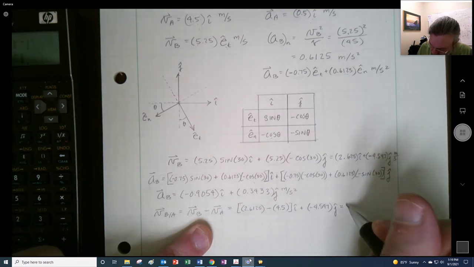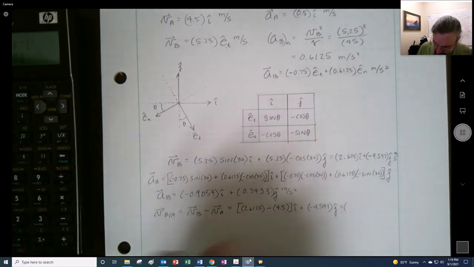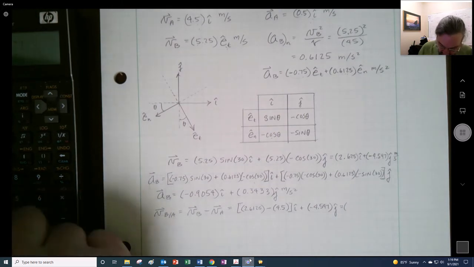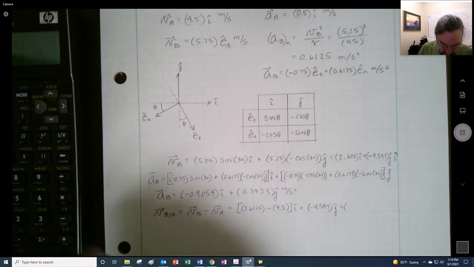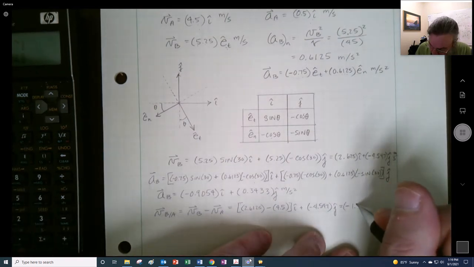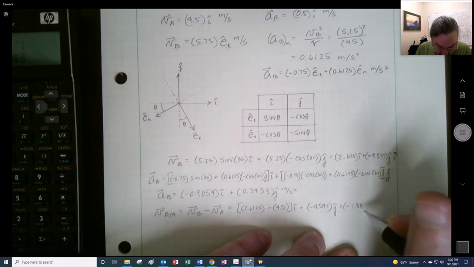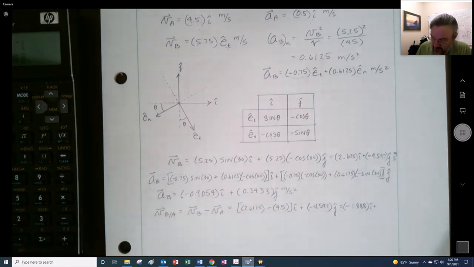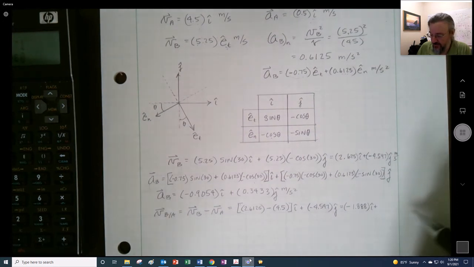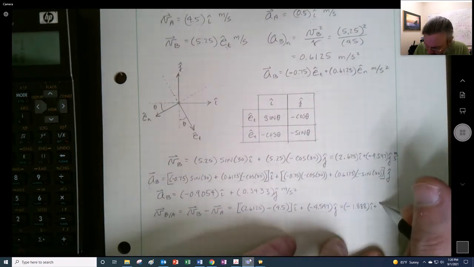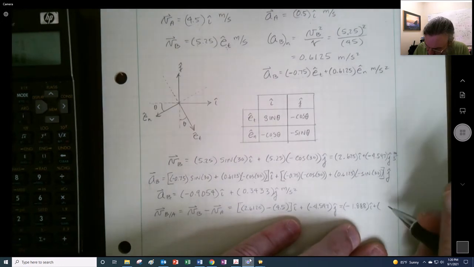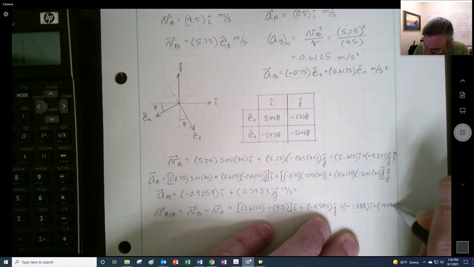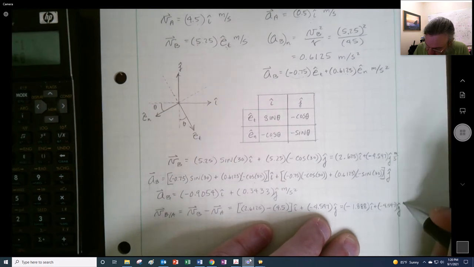So can I fit it in? I think I can. We'll get 2.6125, 4.5, subtract it out, it's going to be a negative 1.888. I should not try to squeeze this in there. It just won't fit. And then this part, negative 4.547 J meters per second.